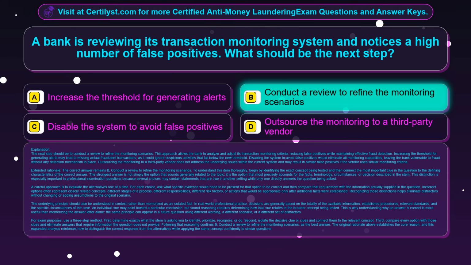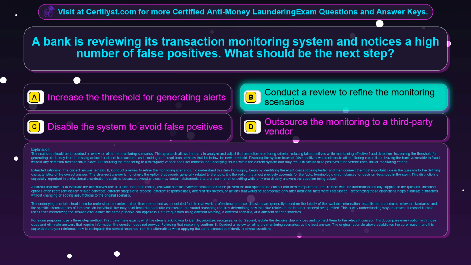Extended rationale: the correct answer remains B. Conduct a review to refine the monitoring scenarios. To understand this item thoroughly, begin by identifying the exact concept being tested and then connect the most important clue in the question to the defining characteristics of the correct answer. The strongest answer is not simply the option that sounds generally related to the topic, it is the option that most precisely accounts for the facts, terminology, circumstances, or decision described in the stem.